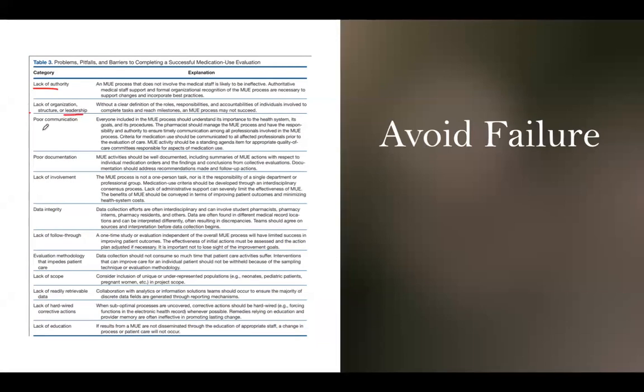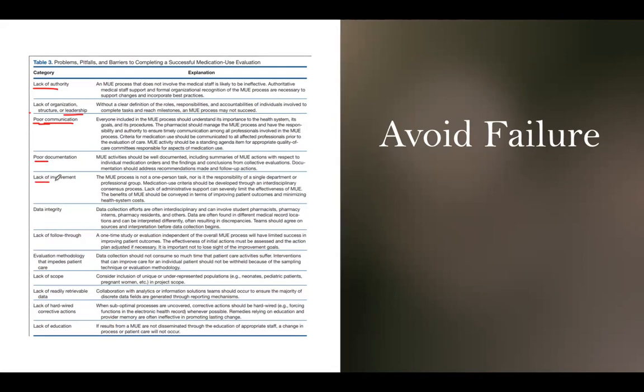Poor communication, you have to make sure that everybody understands what the goal is. You have to make sure that everybody understands what their job is. You have to make sure that IT knows exactly what's expected of them. You have to know what maybe nursing, what's exactly expected of them in the process or the review. Poor documentation, always you have to document what's going on, summaries of the action, the findings, the conclusions. You have to do that.